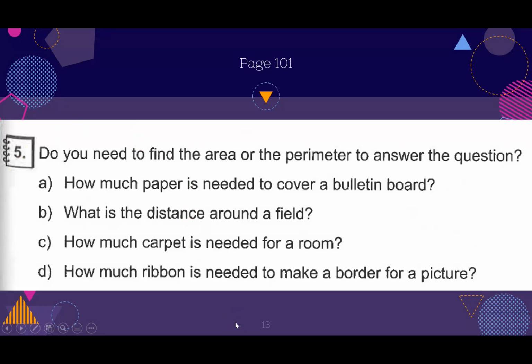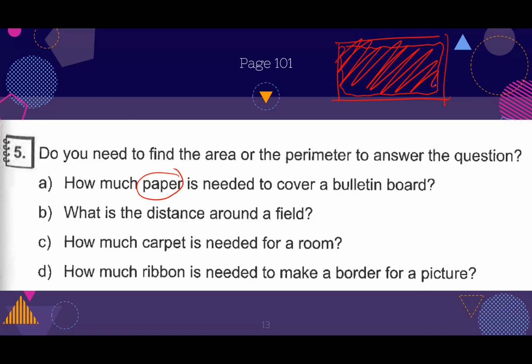Finally, question 5. Do you need to find the area or the perimeter to answer the question? Let's do part A together. How much paper is needed to cover a bulletin board? All right, imagine I have a large bulletin board in my classroom. Sometimes we put a border around the outside of the bulletin board. A border would measure the perimeter, but if we are wondering how much paper will be required to cover the whole board, we are referring to area.